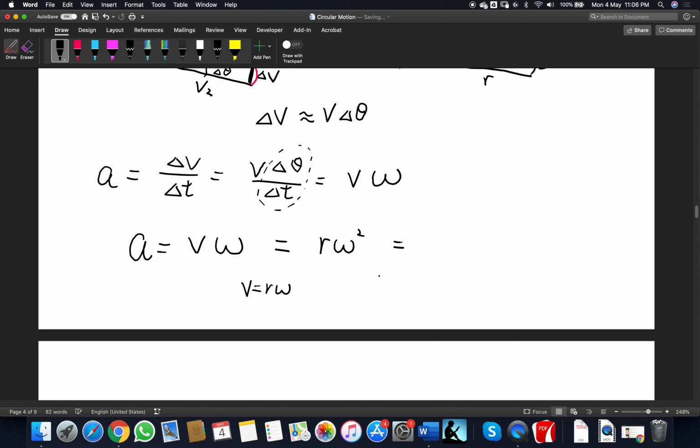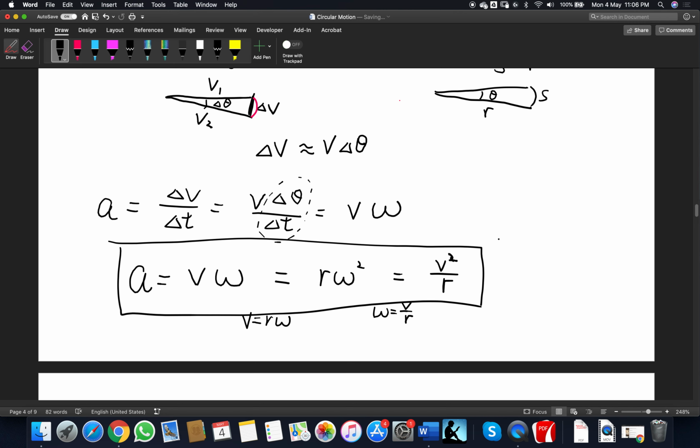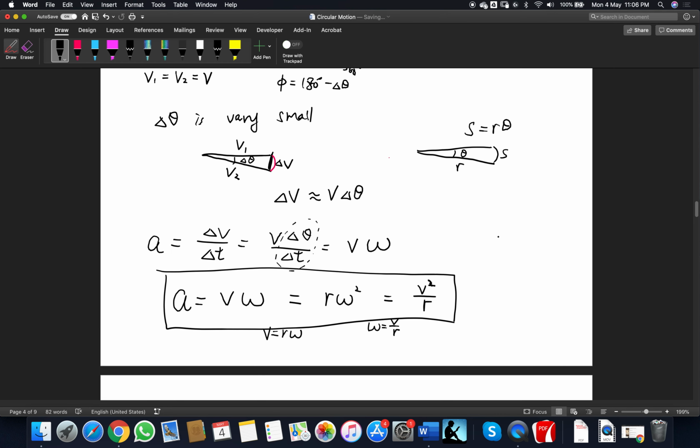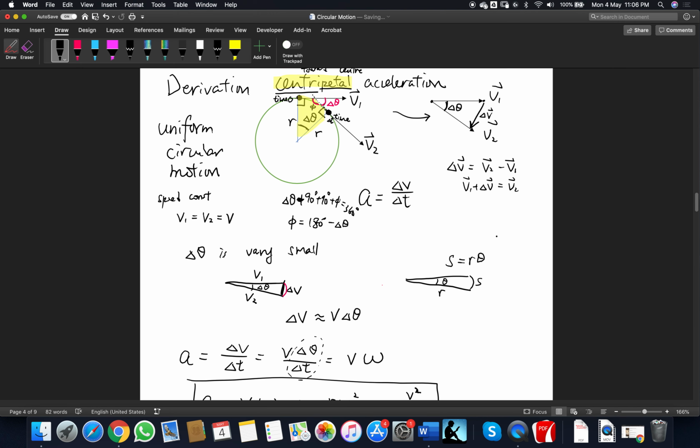Or you can make omega the subject of the formula and then substitute in. You can take some time to try to do it, and then you can get V squared over r. So this is the formula of the centripetal acceleration. And in the next lesson, we're going to have a look at how we can use this formula to find the force or solve the questions.